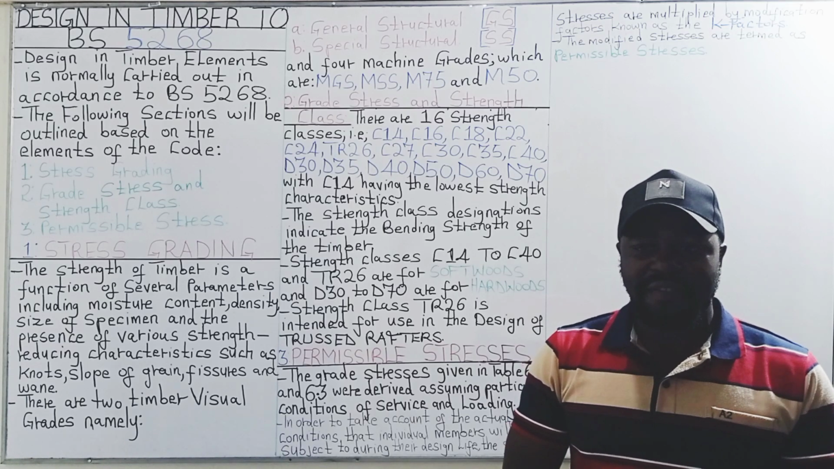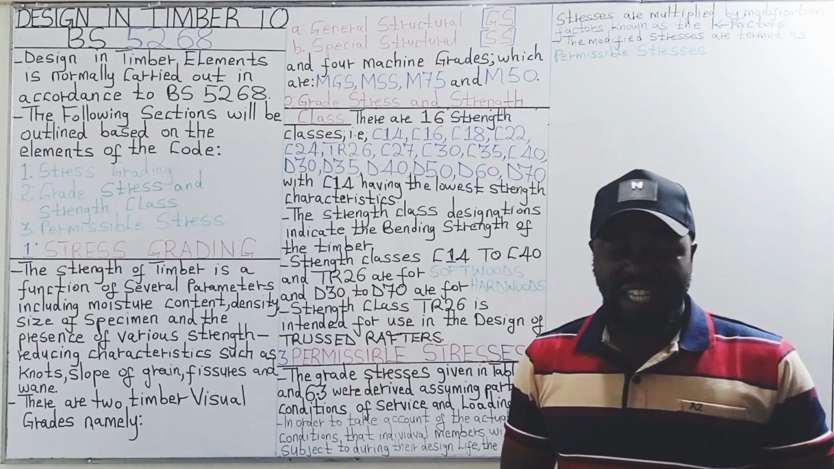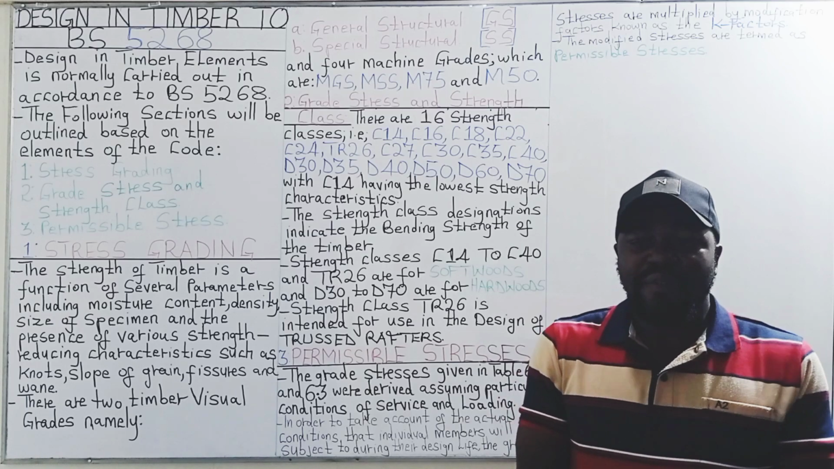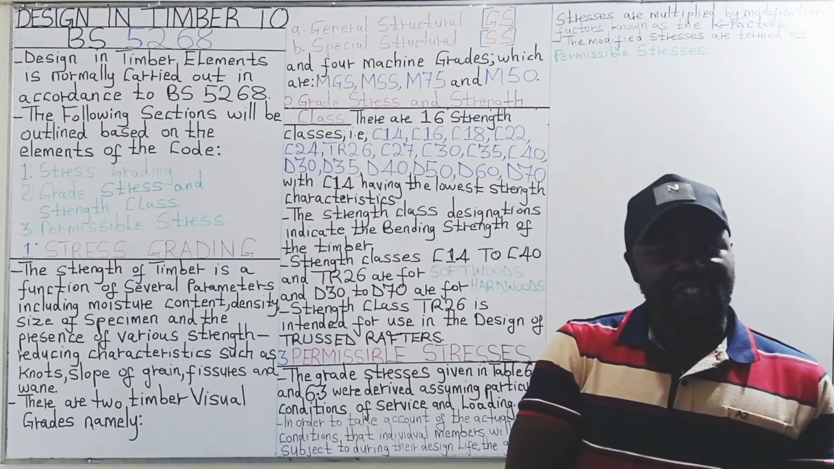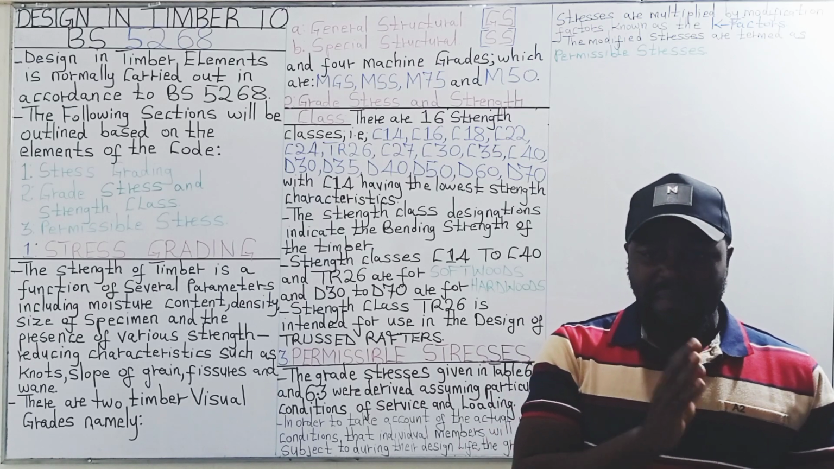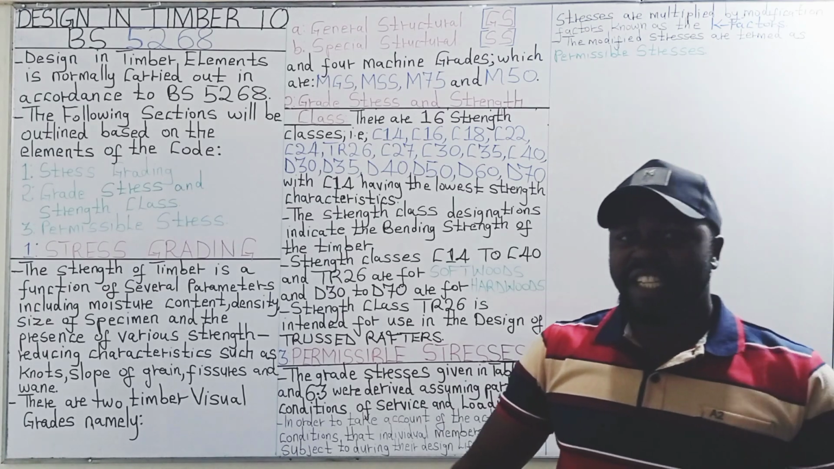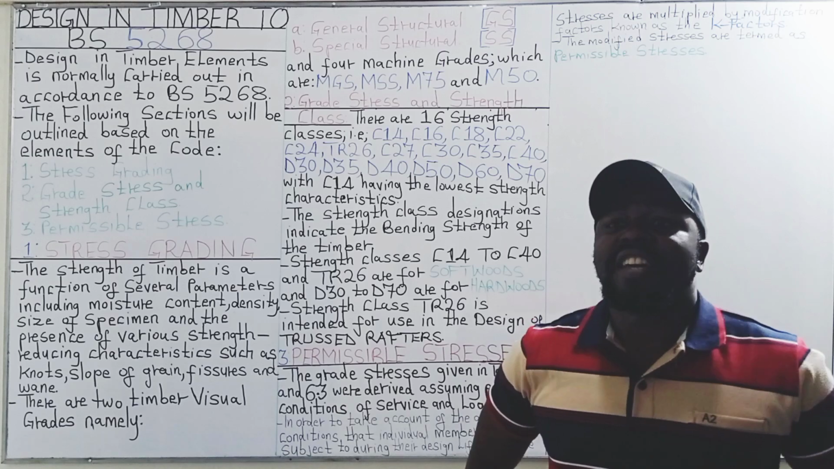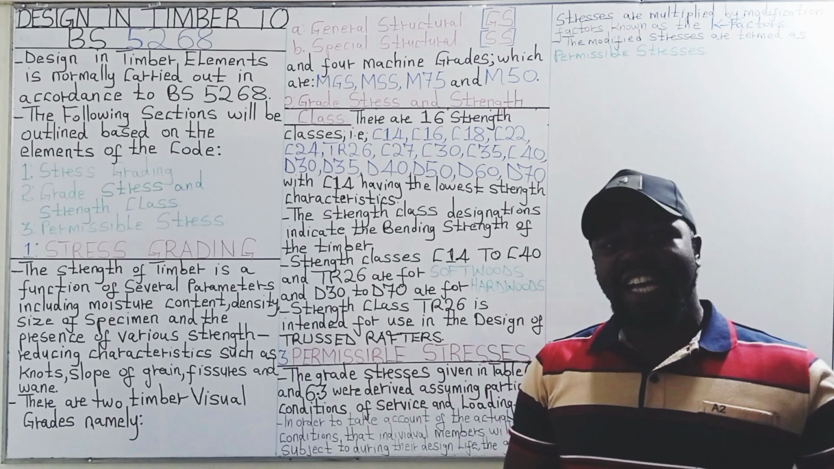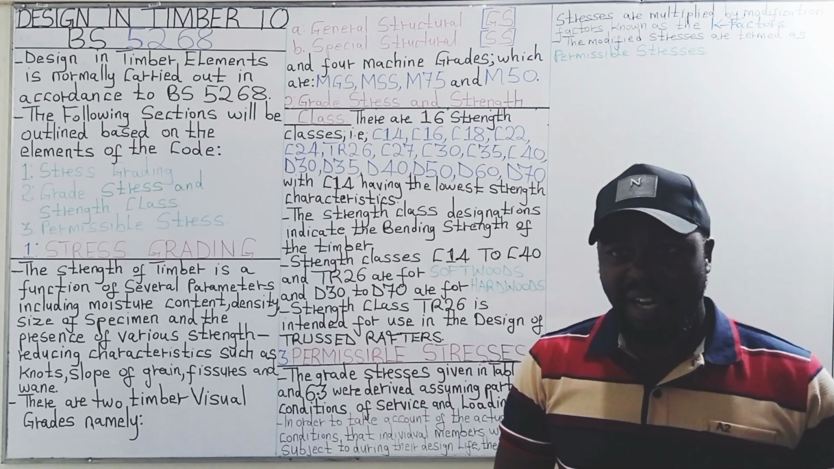Then number 5, we have load sharing systems, that is K8. And the grade stresses given in tables 6.1 and 6.3 apply to individual members, e.g. isolated beams and columns, rather than assemblies. When 4 or more members, such as rafters or joists or wall studs, spaced a maximum of 610 millimeters, center to center, act together to resist a common load, the grade stress should be multiplied by a load sharing factor, K8, which has a value of 1.1. Therefore, K8 is taken as 1.1.